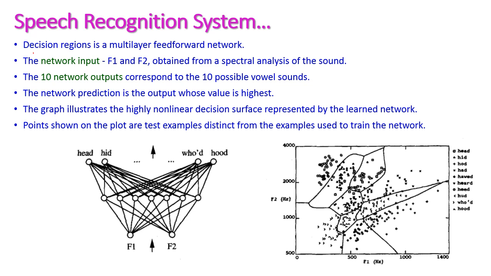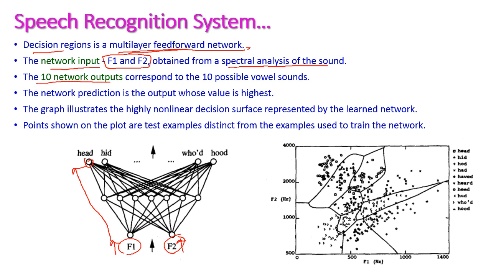So here the decision region is a multi-layer feed forward network. The values will be given to the input layer initially, and all the values will be feed forwarded towards the output node, so this is called a feed forward network. Here the network inputs are F1 and F2, obtained from spectral analysis of the sound, and 10 outputs are there. That is 10 possible vowel sounds which are inserted between H and D. The network prediction is the output whose value is highest.